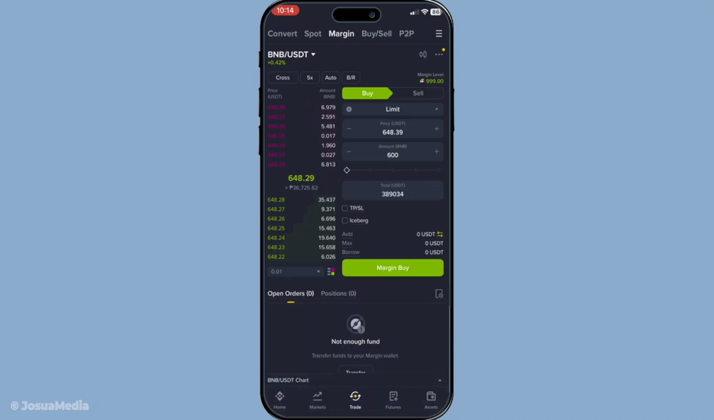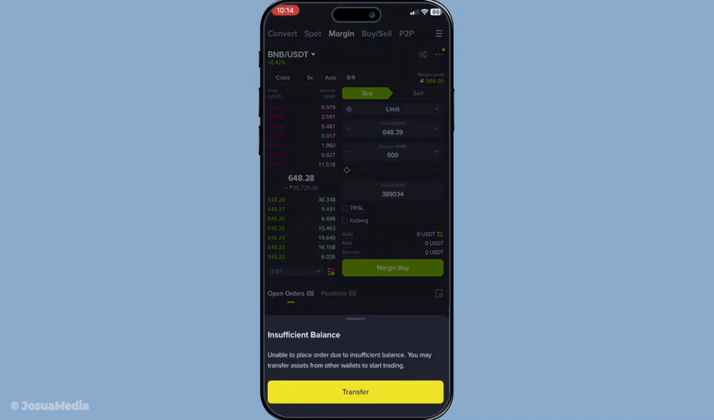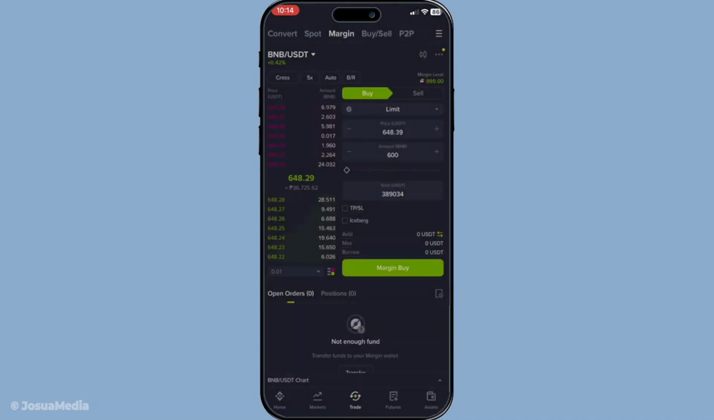Finally, tap on the margin buy or margin sell to execute the trade. It's the last step, but take a moment to double check your entries before proceeding. Ensure the accuracy of all figures. Even seasoned traders review their trades before execution to prevent oversights.